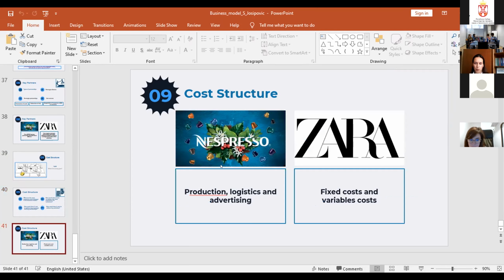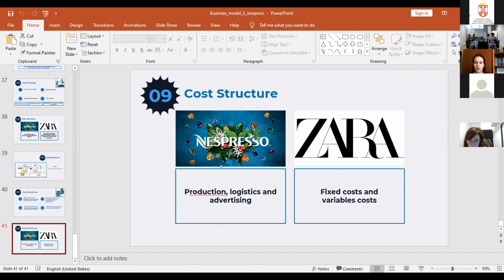And we can see the specific costs of Nespresso and Zara. Nespresso has three main groups of costs: production, logistics, and advertising, while Zara has two main groups of costs. It is very usual when presenting this last block of the business model canvas to divide costs into fixed costs and variable costs.